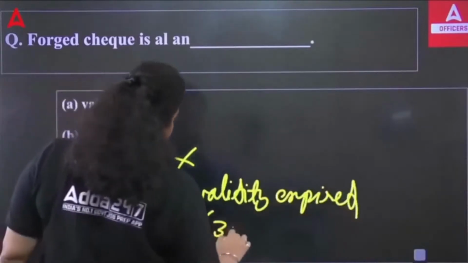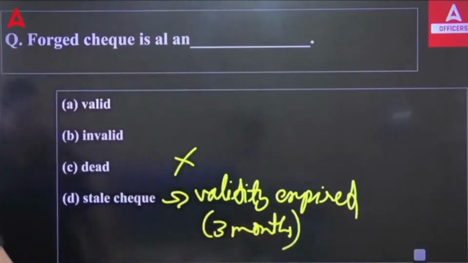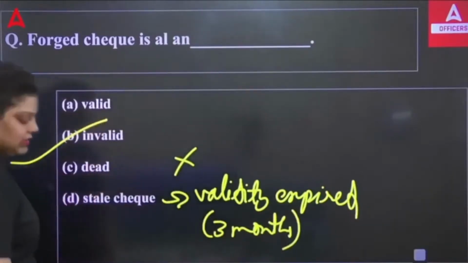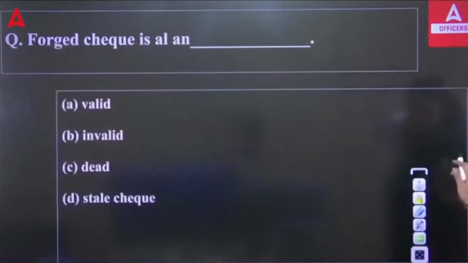And the validity of a check is 3 months. If this validity expires, then the check will be a stale check. So it can't be right, it is invalid. So a forged check is always an invalid check. The right answer will be B.